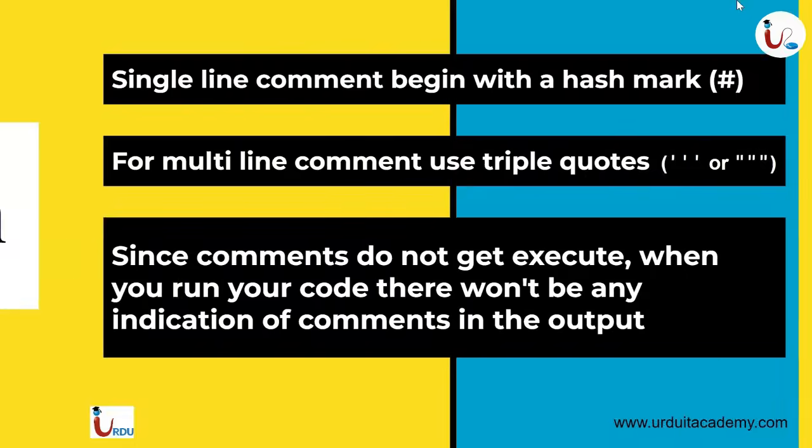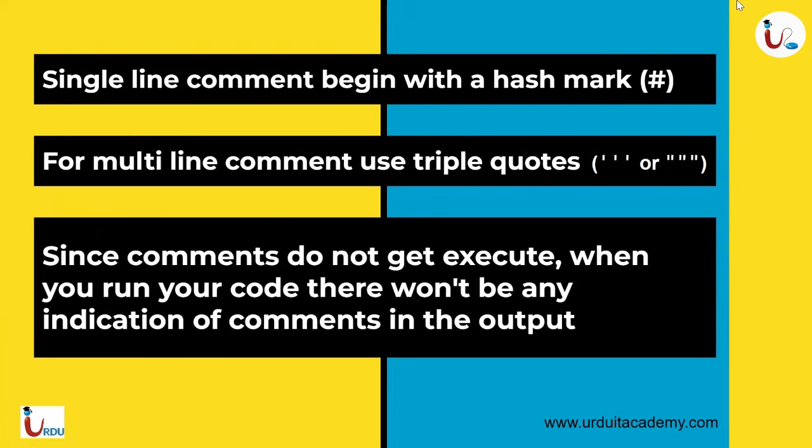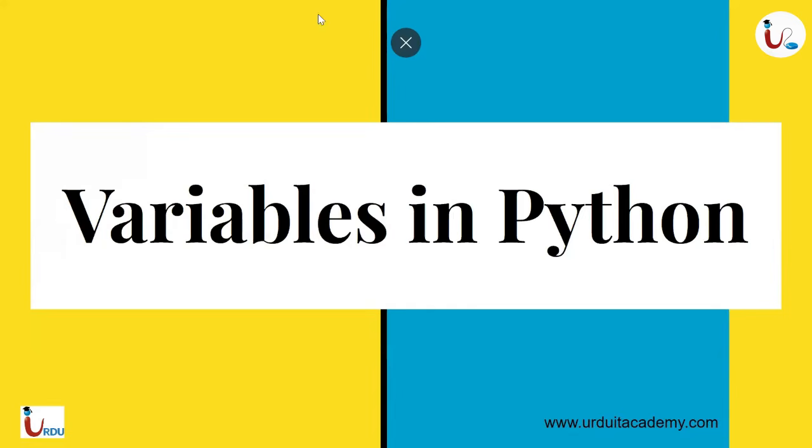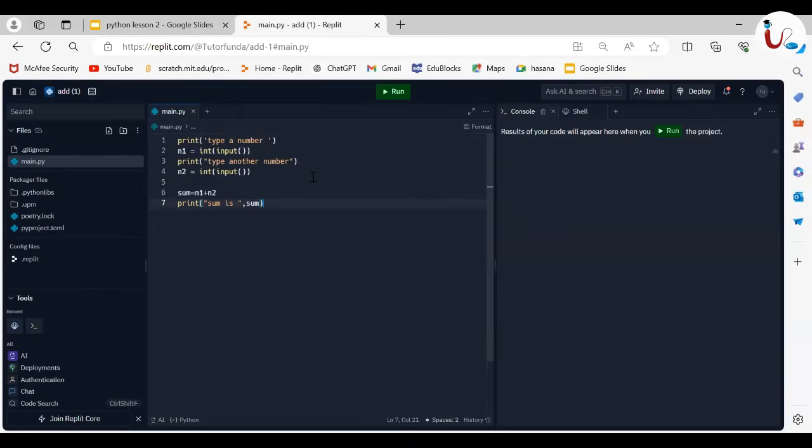Now, before that, let's have a look at some examples of comments, and how we can add comments in Python code. I have opened Python using the Replit platform. This is just a sample code where I'm asking the user to enter a number. I'm receiving the first number inside the variable N1, then asking the user to type another number and receiving the answer inside the variable N2. After that, I'm finding the sum, sum equals N1 plus N2, and I'm printing the sum.